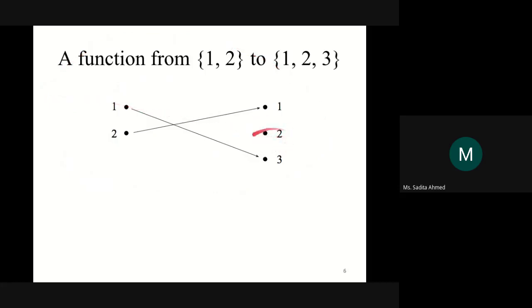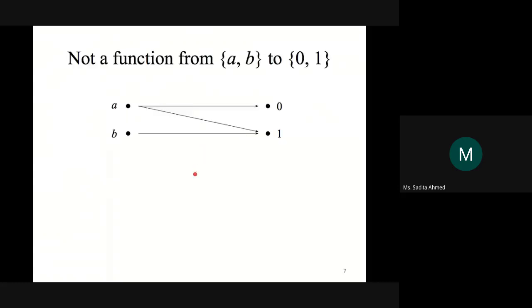This element here, 1 from the right-hand side, is not mapped. But is that our concern? Will we be concerned about this? No. Why is that? Because we need to check whether each element on the left-hand side is mapped or not. We don't care whether each element from the right-hand side is mapped or not. So in a function, basically, every element of the domain has to be mapped, but every element of the codomain not necessarily will be mapped. All right? Every element of the domain has to be mapped and to exactly one element from the codomain. But it is not necessary that every element from the codomain will be mapped.